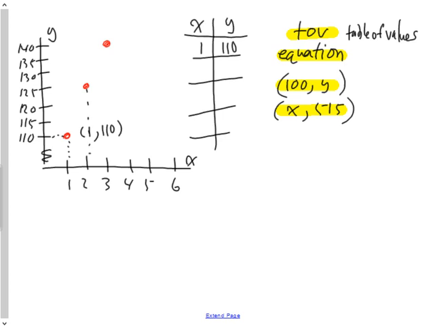Then if I look at the next one, x is 2, y is 125. That ordered pair would be 2 on the x and 125 on the y. And finally, the next one, 3 and 140. And the important part to see is when I take those 3 points and plot them on this graph, an interesting thing happens. The 3 points, when the dots are connected, form a straight line. And what this means is the relationship between the ordered pairs is linear. That means there is an algebraic equation that can be used to express all points on that line.